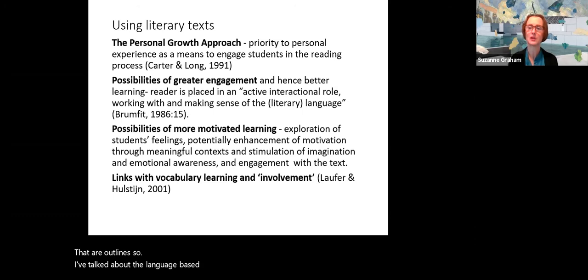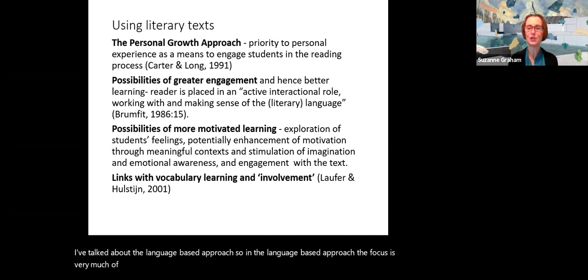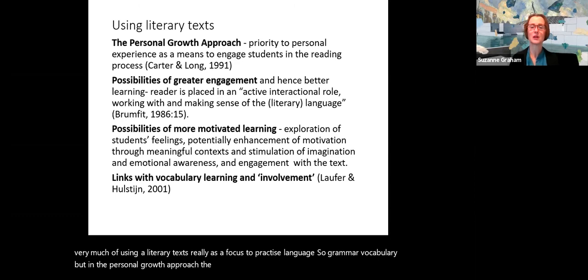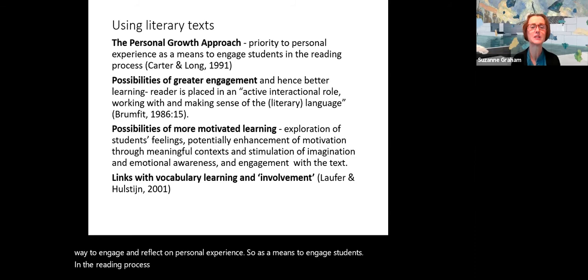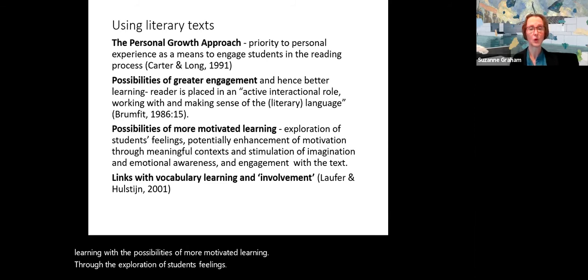In the language-based approach, the focus is very much on using a literary text as a focus to practice language, so grammar, vocabulary. But in the personal growth approach, the priority is given to using the literary text as a way to engage in and reflect on personal experience, as a means to engage students in the reading process. And arguably that might lead to greater engagement and hence better learning, with the possibilities of more motivated learning through the exploration of students' feelings and through more meaningful contexts.